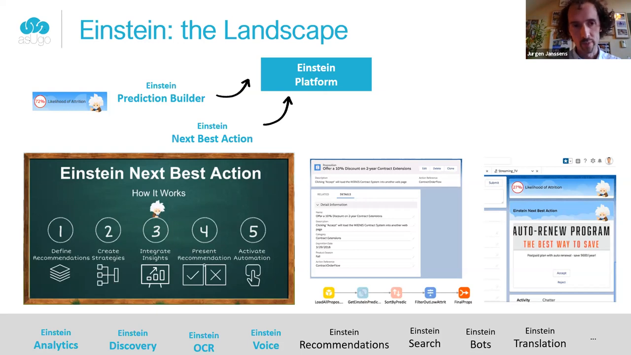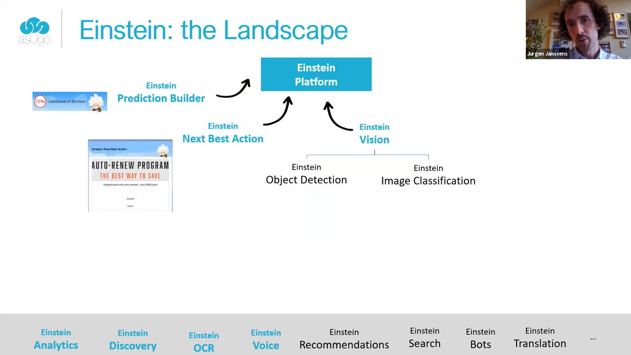Yeah, that's it. So prediction builder, next best action. Next best action, quite easy. It's building decision trees and integrating them again in your screen layout. And where it becomes strong is if you combine prediction builder and next best action. In the platform, you have also products related to vision and then also language, which we'll come to in a second.